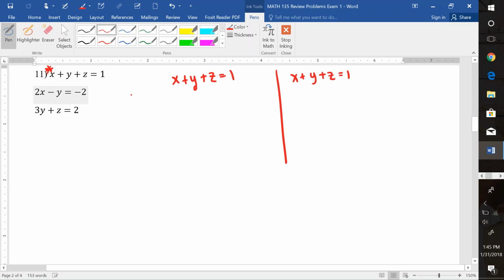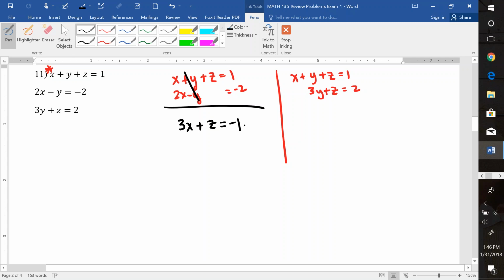On the left side, I'm going to put 2x minus y equals negative 2, lining up my like columns. On this side, I'm going to put 3y plus z equals 2. You need to determine what variable you're going to cancel out, and you need to be consistent on both sides. I think it's easiest to cancel out y on both sides. That won't be too bad. So on this side, it's already ready to cancel. So we can go ahead and add. This would be 3x plus z, because there's only 1 there, equals negative 1.